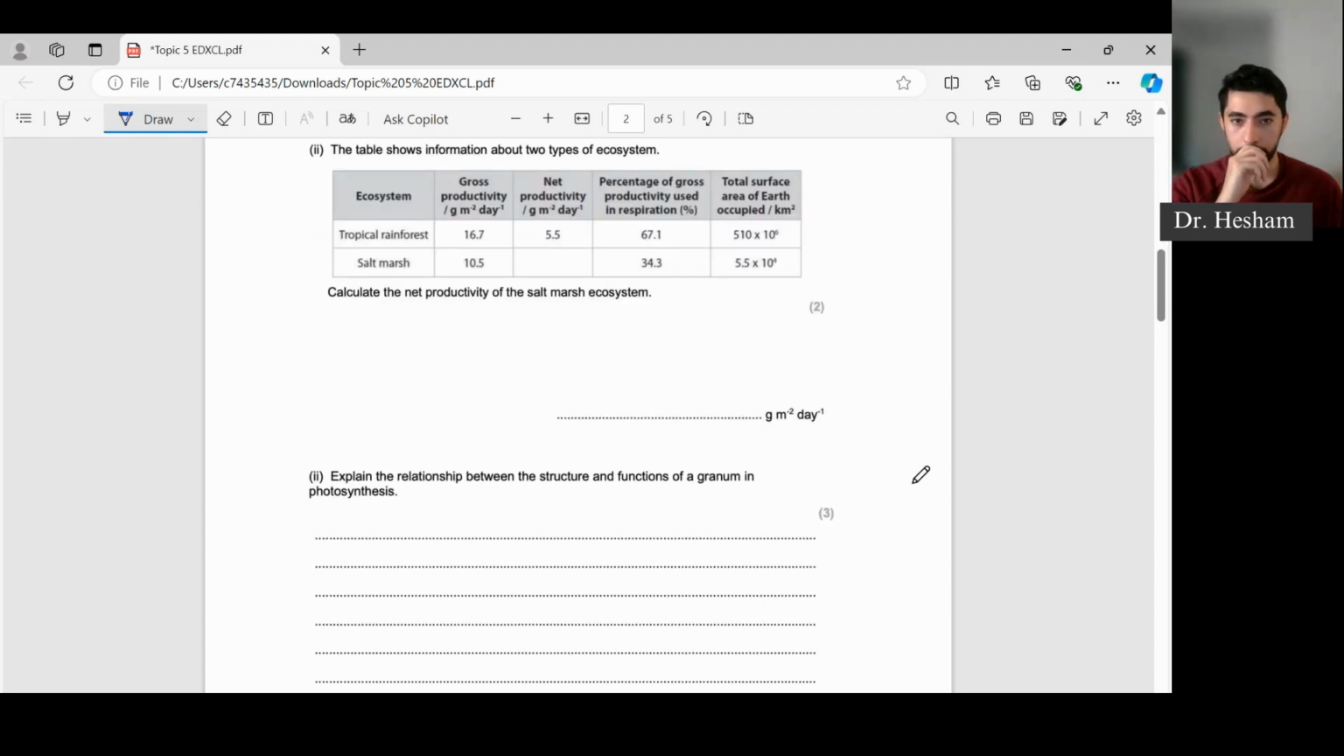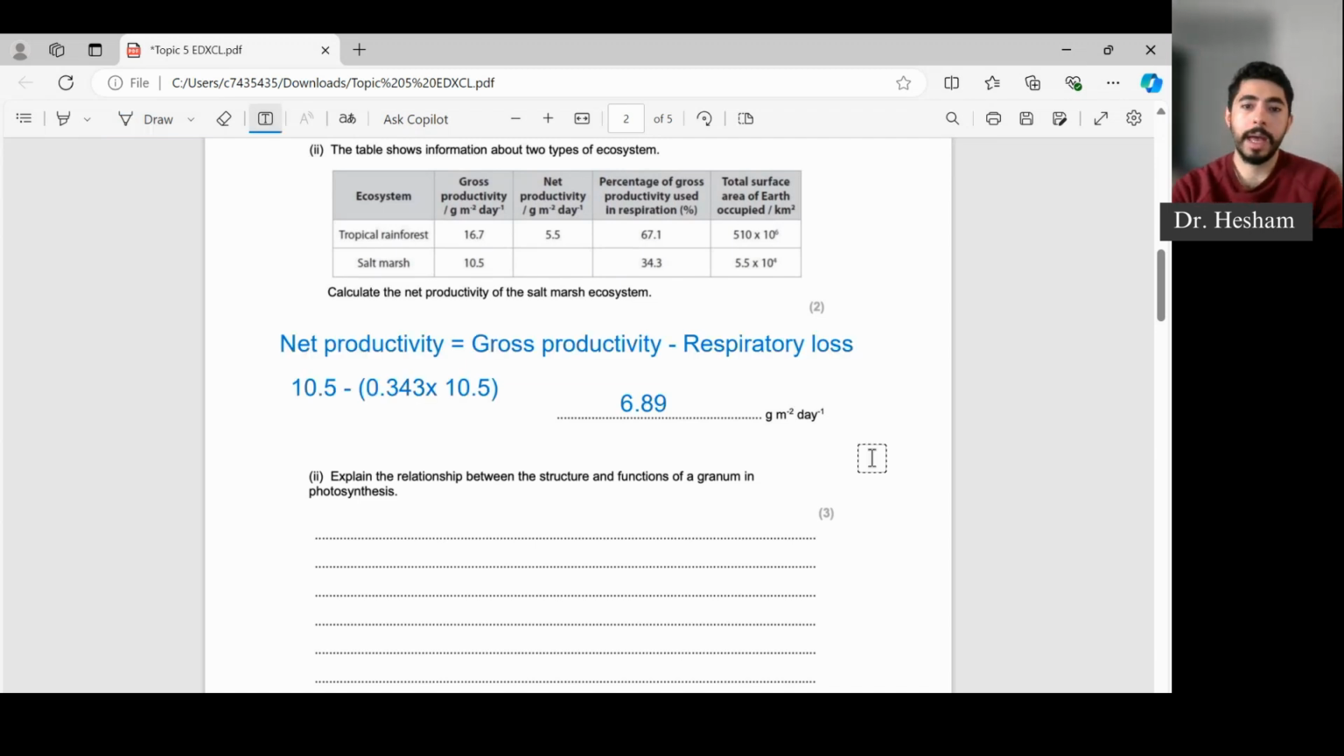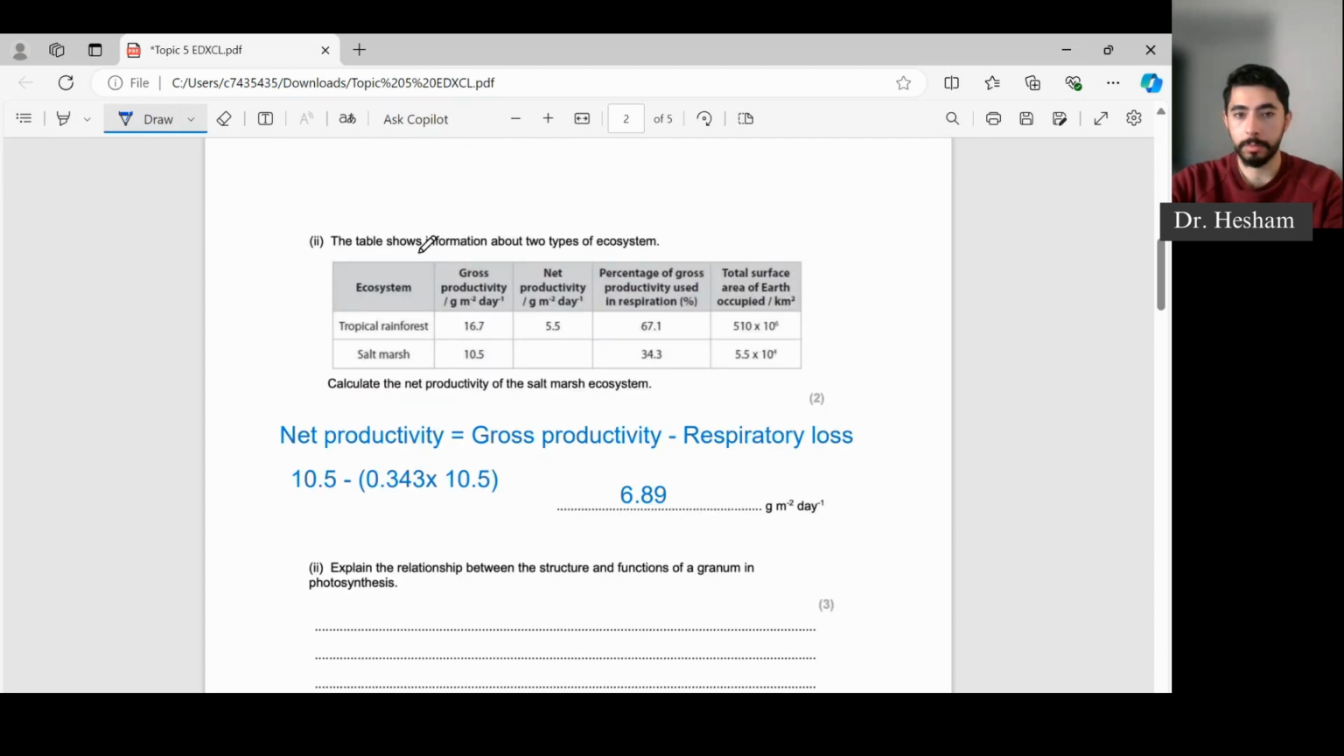All right, so pause the video now to read the question. All right, so the answer for this question is 6.89. But how did we get 6.89? So this is similar to the previous question, but it's a different format. They gave you the gross productivity for both ecosystems. They give you the net productivity of one, but one is missing. So they want you to find the net productivity of the salt marsh, which is this one.